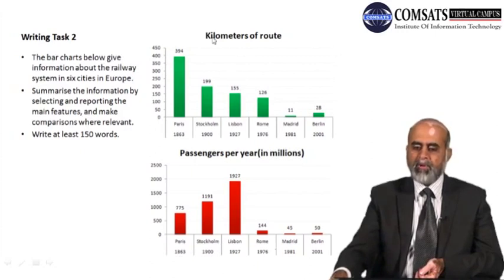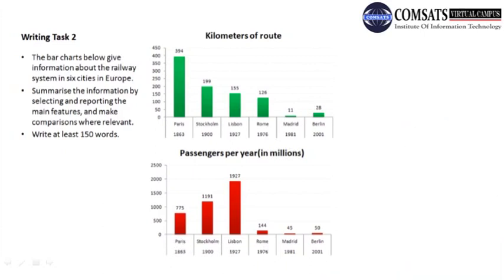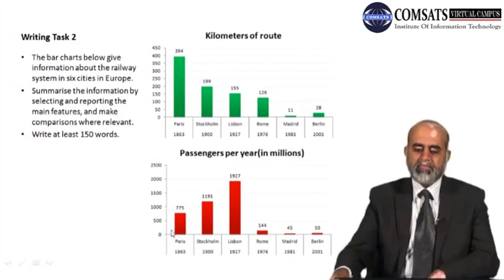So this first bar graph is about kilometers of route, and the second one is about passengers per year in millions. Okay, so here you have kilometers, and here you have the names of various cities in Europe. Whereas here you have the number of passengers in millions, 500 millions, 1000 million, and you have the cities represented on the x-axis. Now you are going to summarize the information just like before, and this time you are going to make comparisons between the 2 graphs.